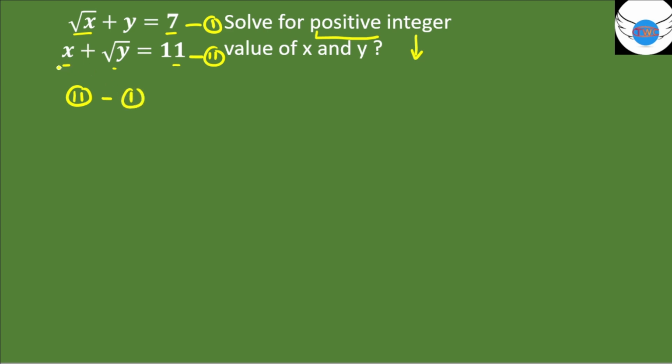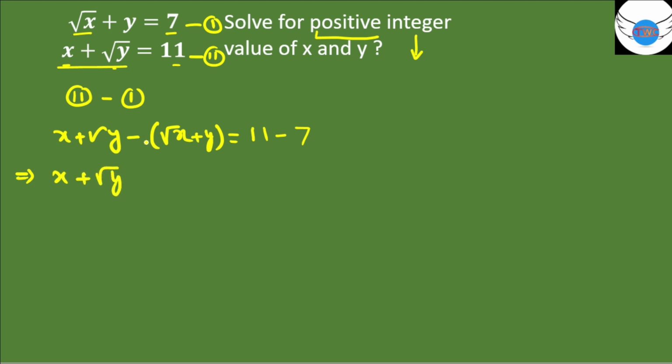First we'll write the equation 2 values, that is x plus square root y. Now here we'll subtract the left-hand side of equation 1, that is square root x plus y. That is equal to, on the right-hand side, 11 minus equation 1's right-hand side, 7. Now we'll simplify it. So we can write x plus square root y, and here we'll distribute the negative sign, so it will be negative square root x, negative y, that is equal to 11 minus 7, which is 4.